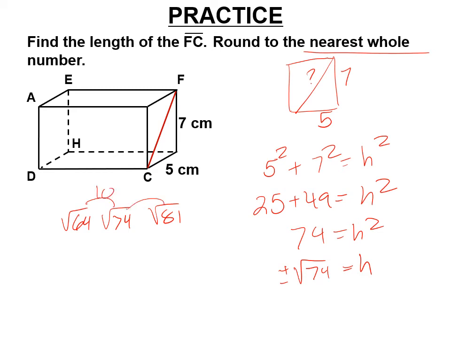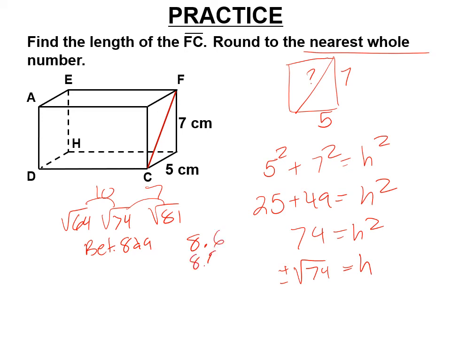And 74 to 81 is 7. So it's a little closer, like this is between 8 and 9. It's a little closer to 9, so I'm going to go with 8 point. Is it 8.6 or 8.7? That's a good question. I'm going to go with 8.6.